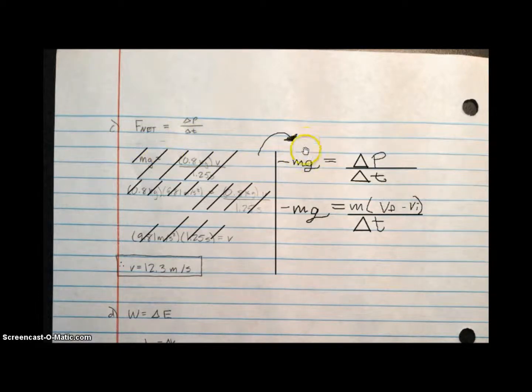F net, the only force acting on it is the force of gravity, so we have the mass times the negative acceleration due to gravity is equal to change in momentum over change in time, which is rewritten as the mass times the final velocity minus initial velocity.